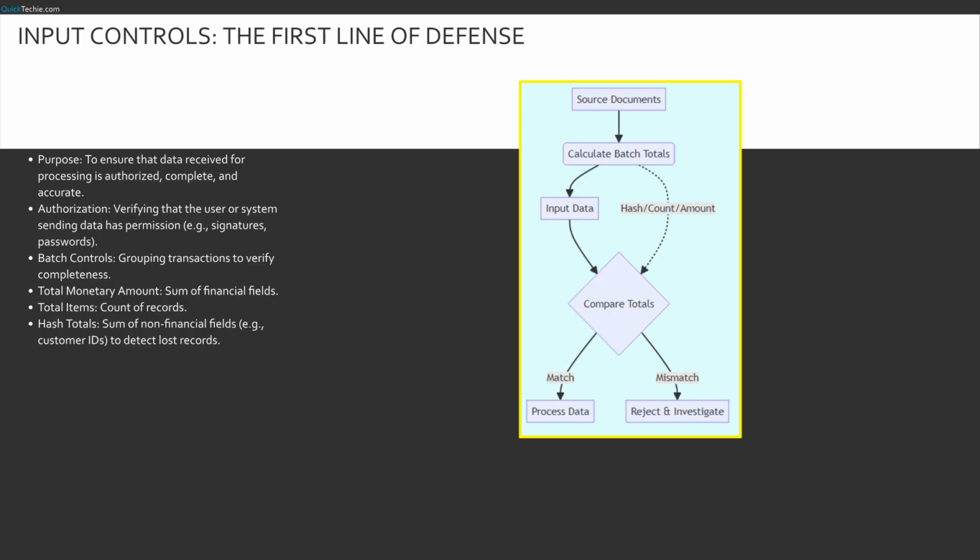We start with source documents. Before input, we calculate batch totals. The data is then input. The system immediately reaches a decision diamond. Compare totals. It compares the system-calculated total against the pre-calculated batch total. If they match, we proceed. If there is a mismatch, the batch is rejected for investigation. This simple loop prevents partial or corrupted data entry.